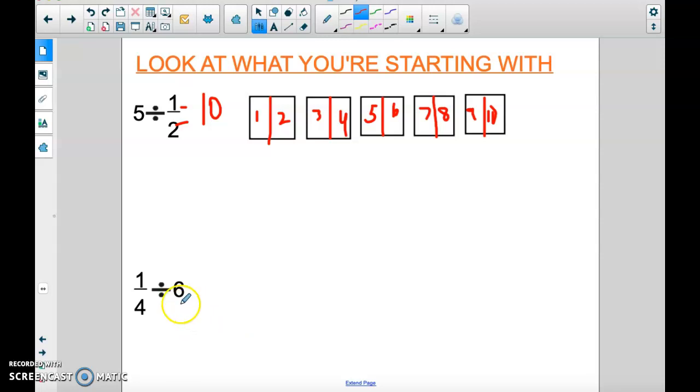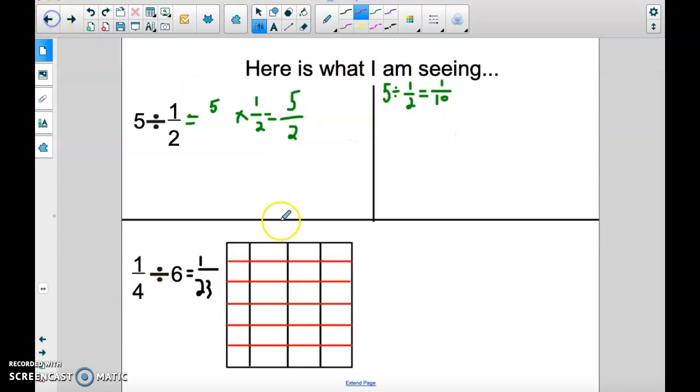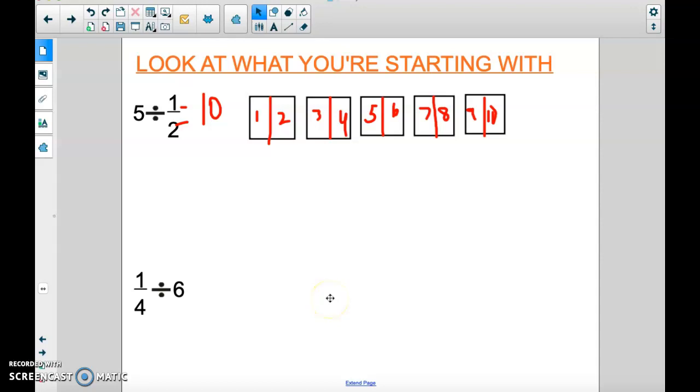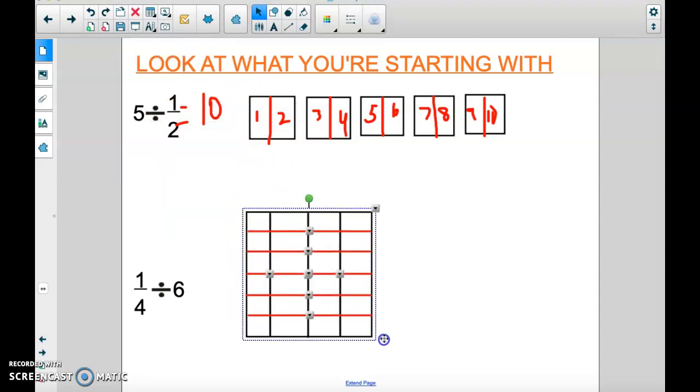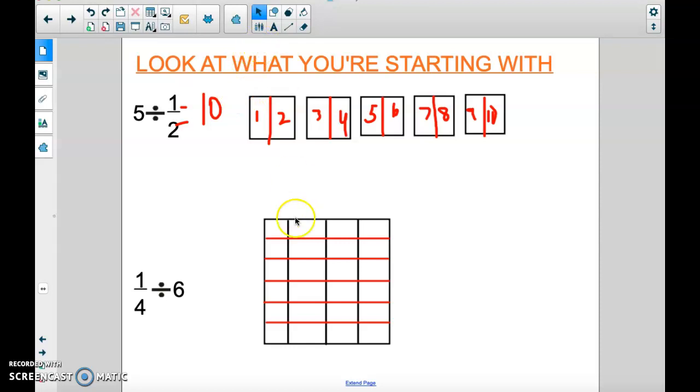Now, for this one, this was correct, okay? This model was correct. This is exactly how it should be drawn. You break it into fourths, and then you break it into 6 equal pieces. However, when you count it, it should be 1 over 1, 2, 3, 4, 5, 6, 7, 8, 9, 10, 11, 12, 13, 14, 15, 16, 17, 18, 19, 20, 21, 22, 23, 24. So 1/24th. Okay?